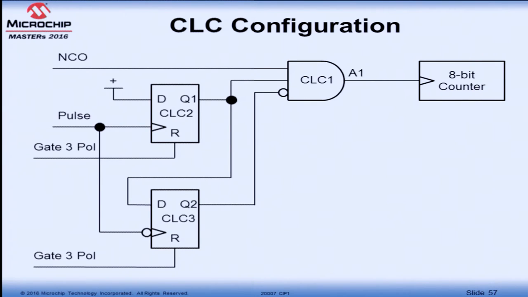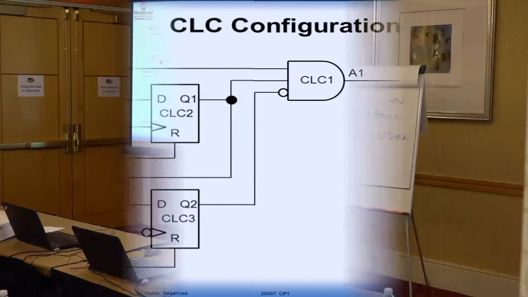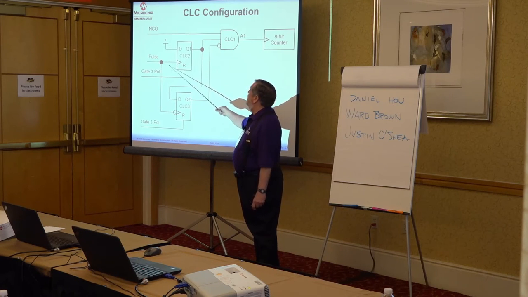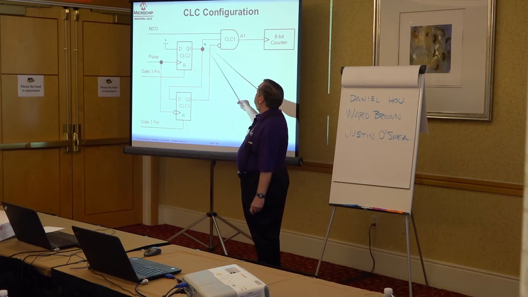To give me, let's say, 200 counts, and we'll see why that's important, I'm going to go to 200 counts in 1 millisecond. What does my NCO frequency have to be? Somebody. 200 kilohertz, good. So 200 kilohertz coming through here, gated by this. So the pulse comes in. This is tied to a 1. So on the rising edge of the pulse, this is going to go high.